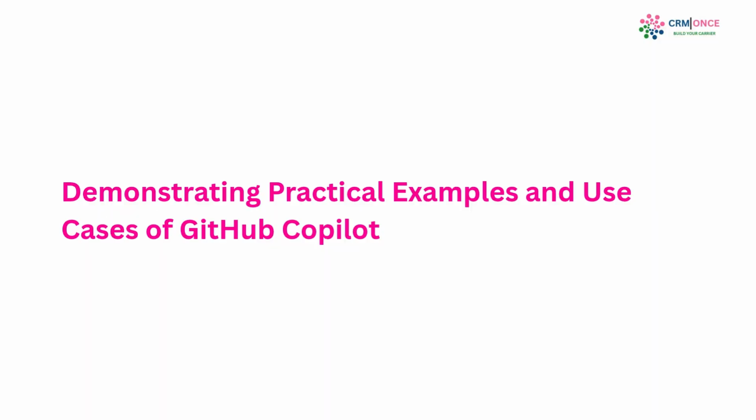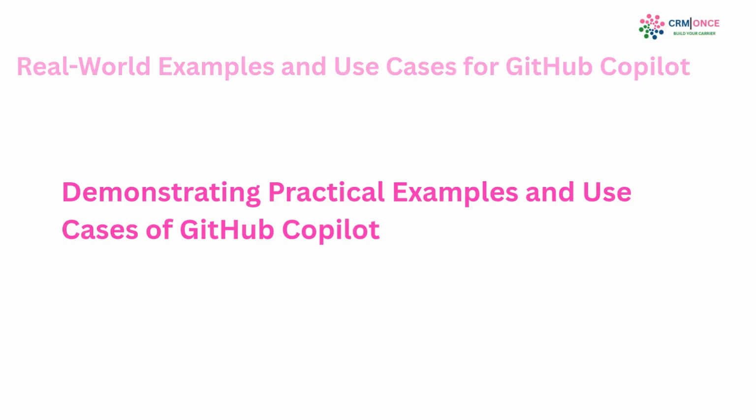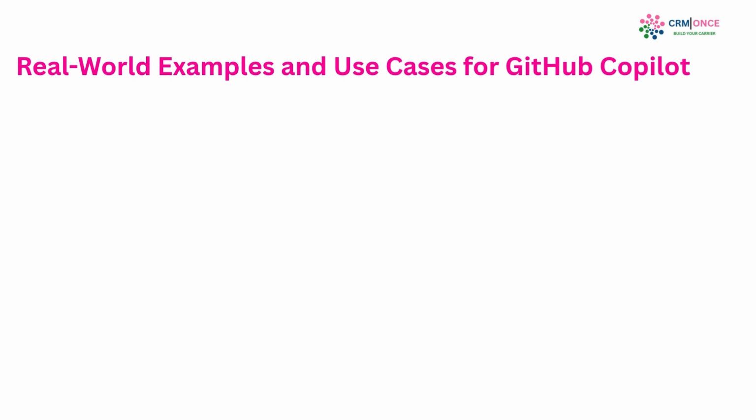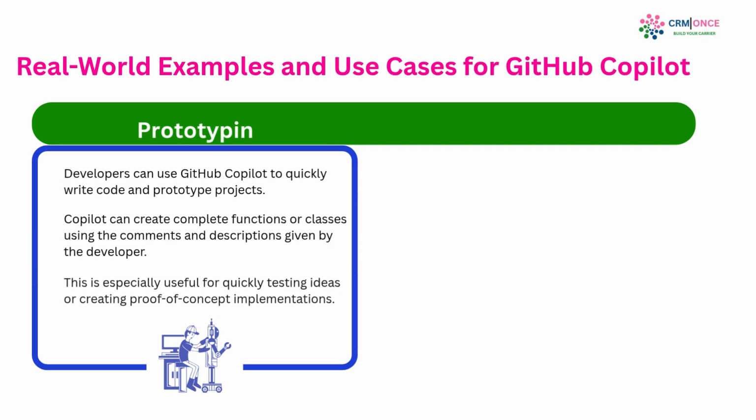Now let's dive into some practical examples and real-world use cases of how GitHub Copilot can help your business and development teams. First up, prototyping. Many businesses need to quickly prototype or build proof of concept solutions. Speed is key. Whether the idea succeeds or fails, you want answers fast. GitHub Copilot can help accelerate this process.